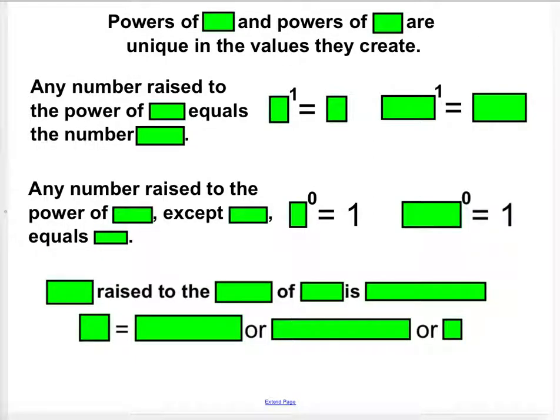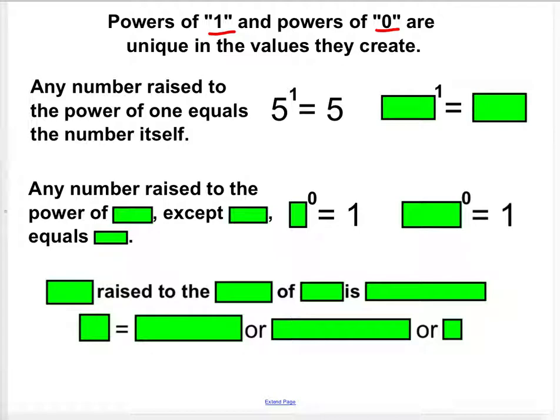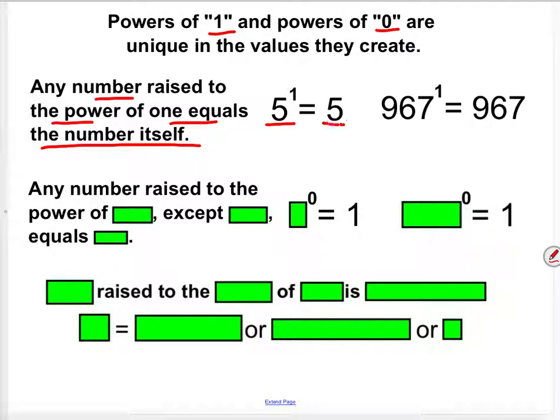Alright. Next, powers of 1 and powers of 0 are unique in the values they create. A number raised to the power of 1 or the power of 0 creates a unique situation. Any number raised to the power of 1 equals the number itself. So, 5 to the first power would have a value of 5. Another example would be 967 to the first power has a value of 967. 5 to the first power is 5. 967 to the first power is 967.